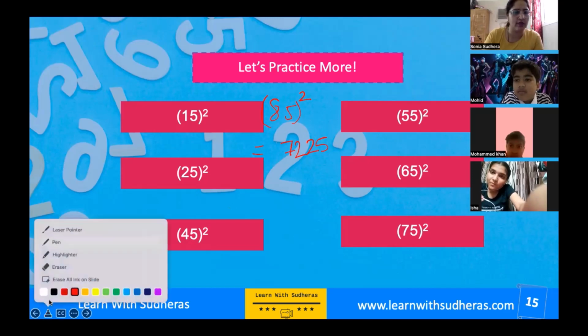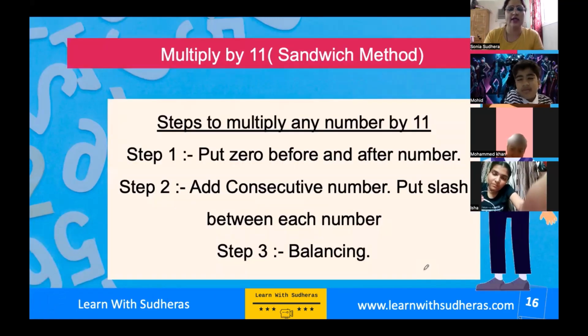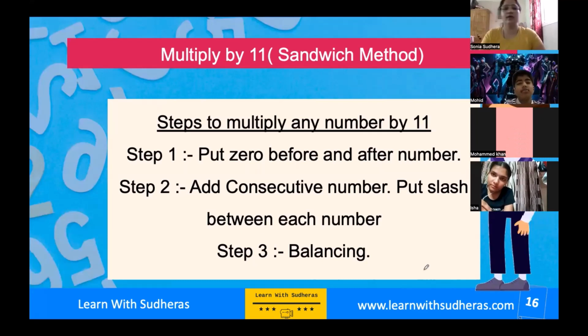Now we will do the next one. What do we have next? Multiply by 11. How to multiply any number with 11, whether it is a 2-digit, 3-digit or 4-digit number, we have a trick. The name of the method is the sandwich method. Looks very yummy. You can write down the steps. First step is put 0 before and after the number. Then add consecutive numbers, put a slash between each number, and the last step is balancing.